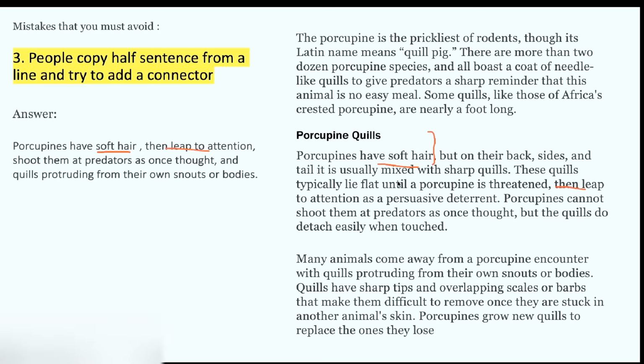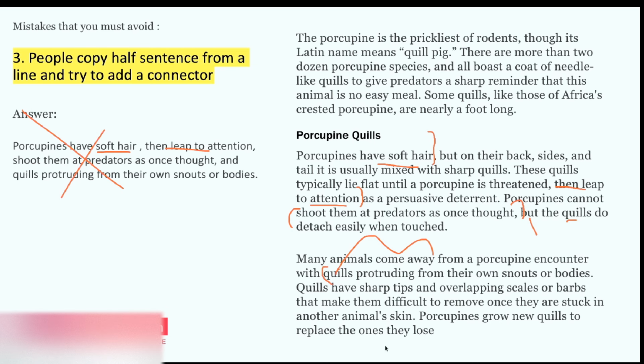He's writing half of it. So far it's fine. At once shot them at predators as once thought, then leap to attention is done, a half, and then shoot them at predators as one thought, and quills protruding. See here, but there is, but quills, and then he stops it, and then from the half he starts quills protruding from. This is an entirely grammatically wrong sentence.